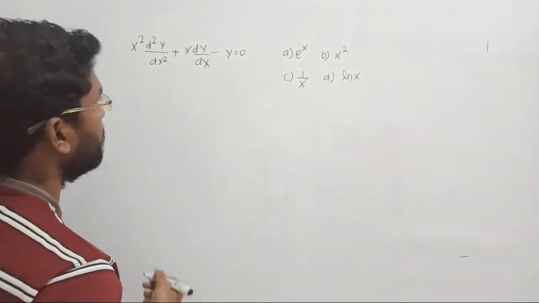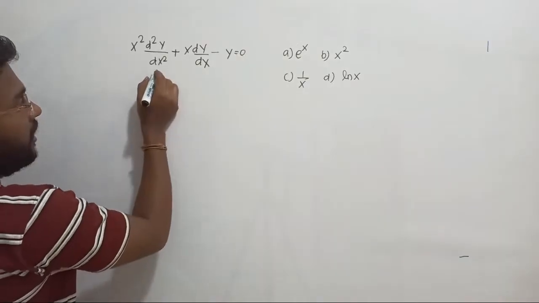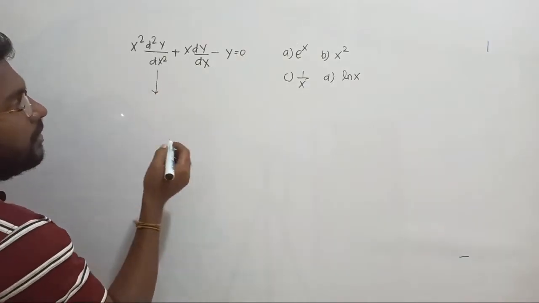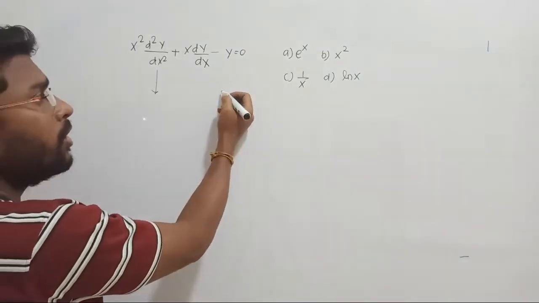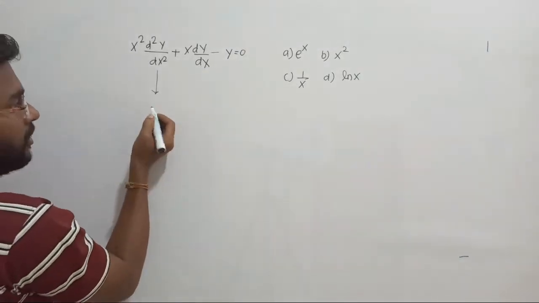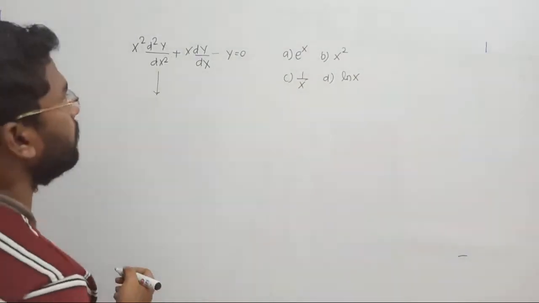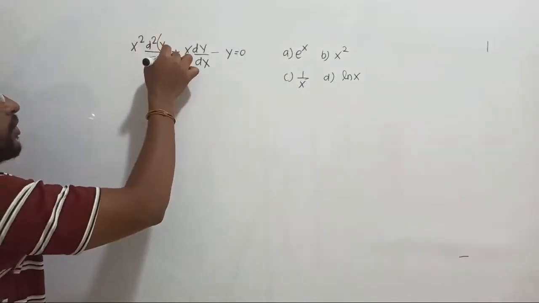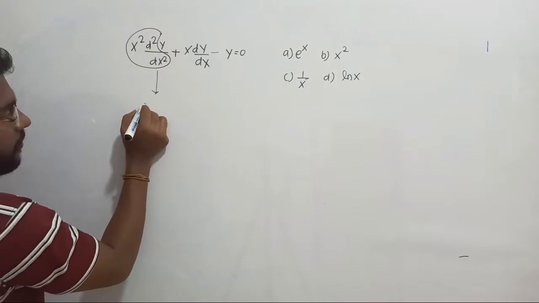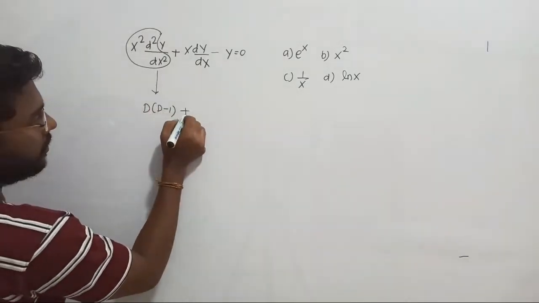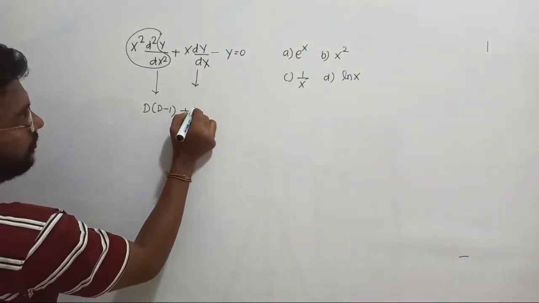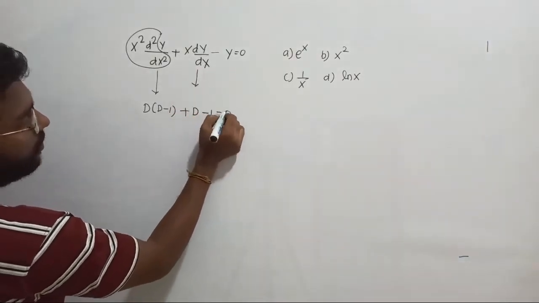Shall we try? Given this differential equation, we all know particular integration is not possible. Why? RHS is 0. But complementary function could be possible. For that, we have to write the characteristic equation. x square d square upon dx square can be replaced by d into d minus 1. Do you all agree with me? Plus x dy upon dx will be replaced by d, and minus 1.